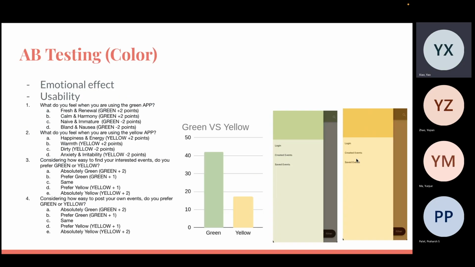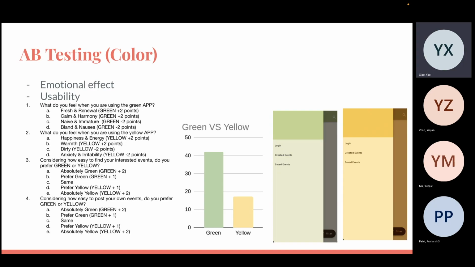Then let's talk about our A/B testing on the color. Now we have 2 choices. Should we choose green as our major color or the golden yellow as our major color? The color design is very important. There are 2 major effects. The first one is emotional. The green may make people feel fresh and calm and harmony. However, the yellow could make people feel happy and warm and energetic. Which one do people prefer? We want to test it by A/B testing.